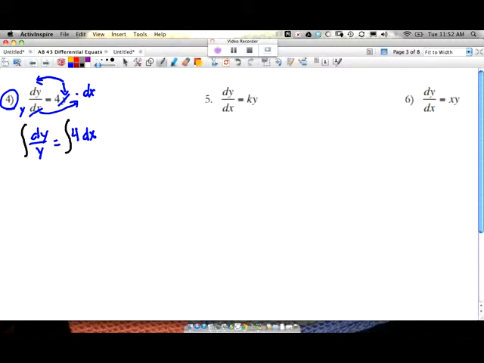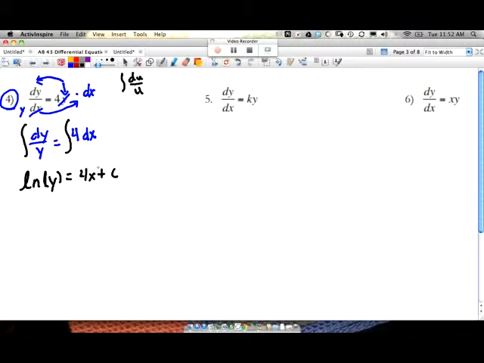Let's take the antiderivative of both sides. The antiderivative of dy over y, or the antiderivative of du over u, it doesn't really matter what these letters are, is going to be natural log. So I'm going to have natural log of y equals, and then on this side I'll have 4x, because the antiderivative of 4 is 4x. And then, of course, plus a constant.